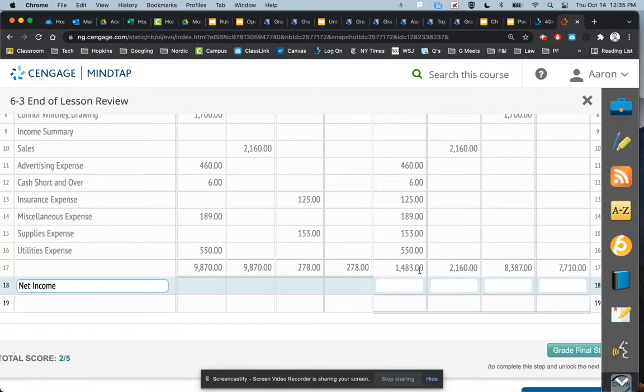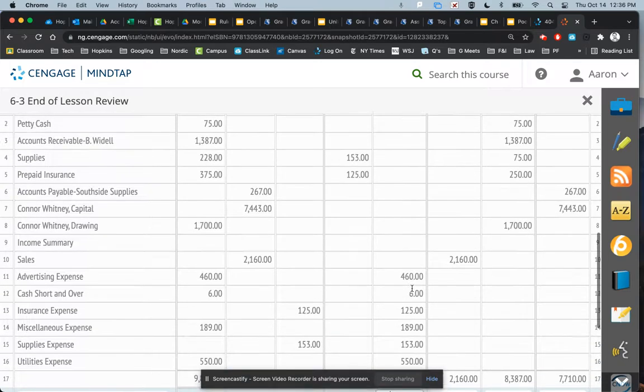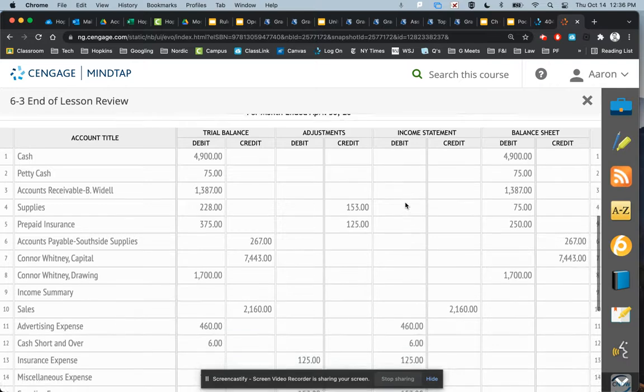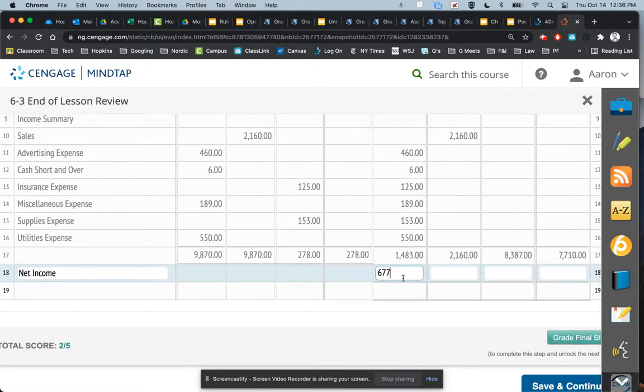And we said net income then is the difference between what was sold and what expenses were. So we're going to go 2160 minus the expenses, which should give us $677. This is kind of where it's a little tricky, and I'm going to wait and show you on the next step. It'll explain why. Because it's net income and he sold more than expenses, we are going to write 677 in the debit column of the income statement. So we're still in this debit column. You're going to write 677 here.